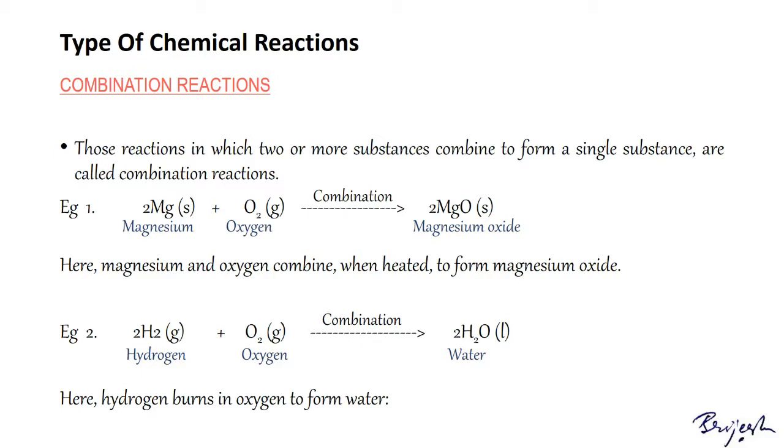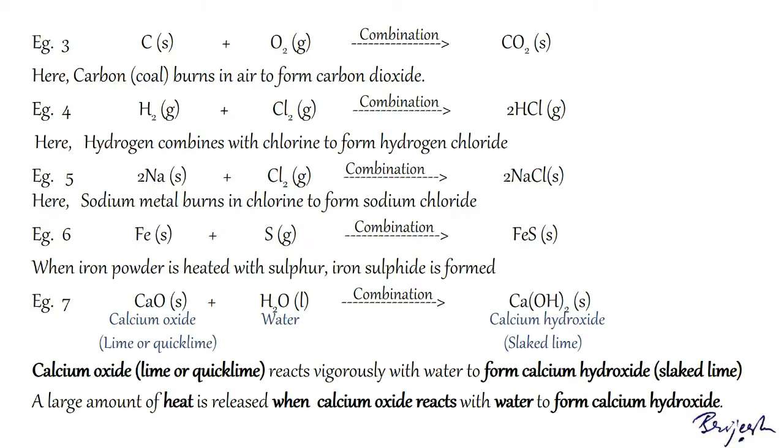Hydrogen burns in oxygen to form water. This is another example. So in this reaction, two elements, hydrogen and oxygen, are combining to form a single compound, water. So this is an example of combination reaction. Thus, the formation of water from hydrogen and oxygen is a combination reaction.